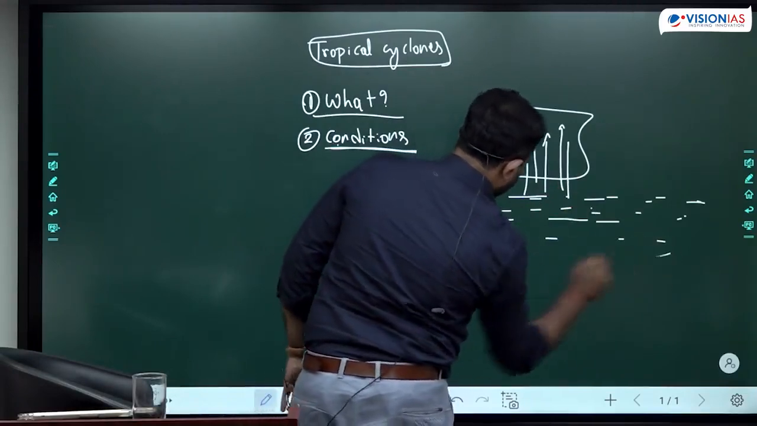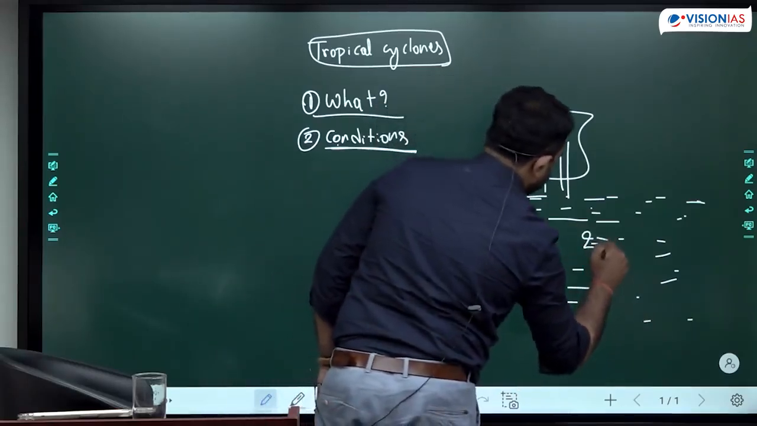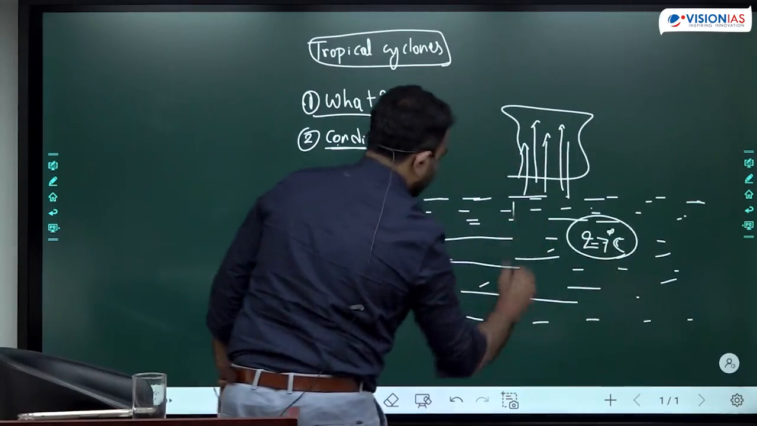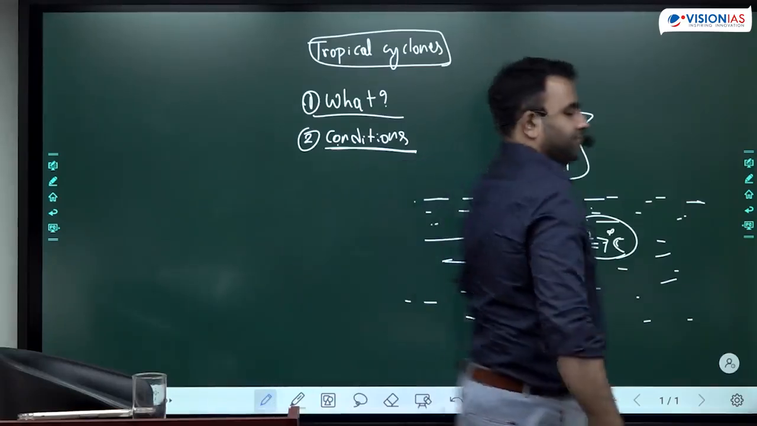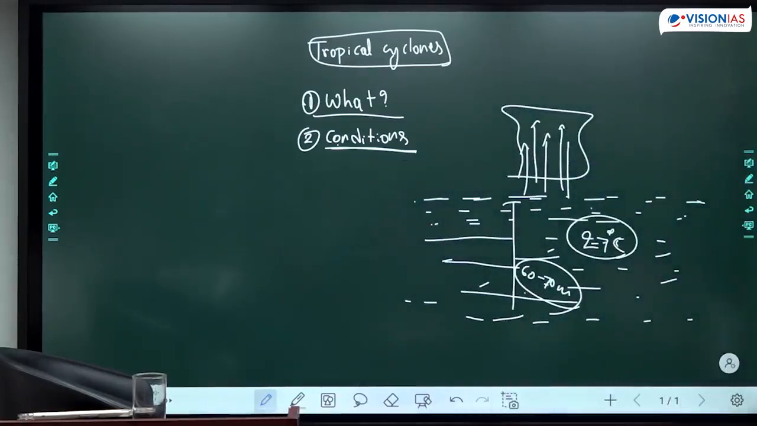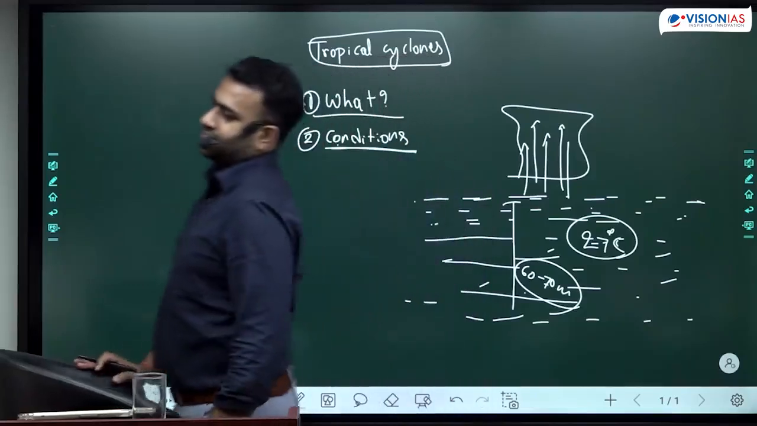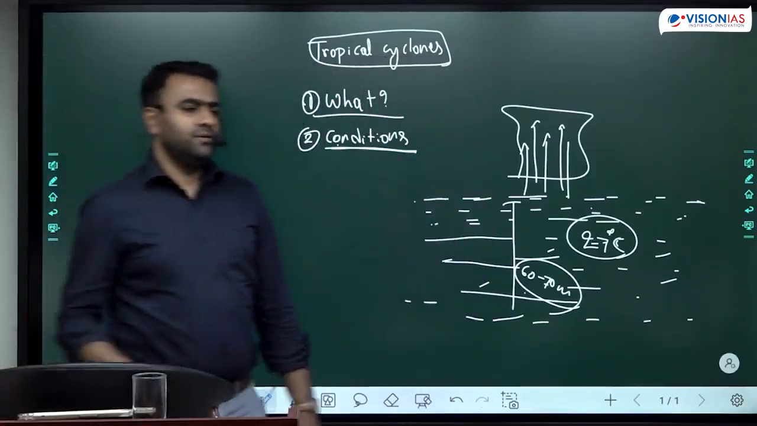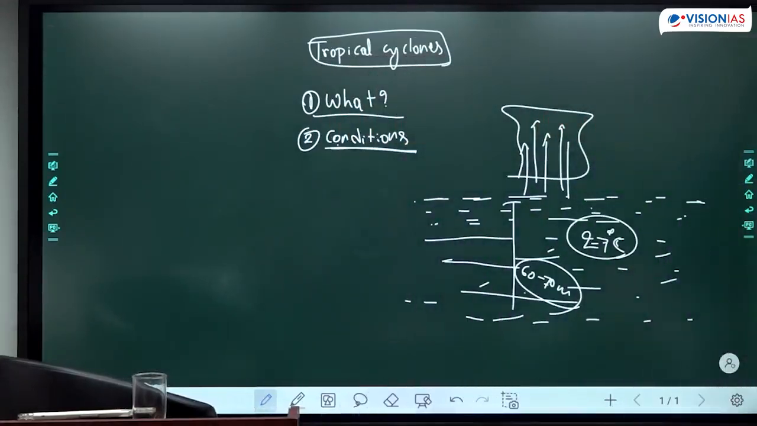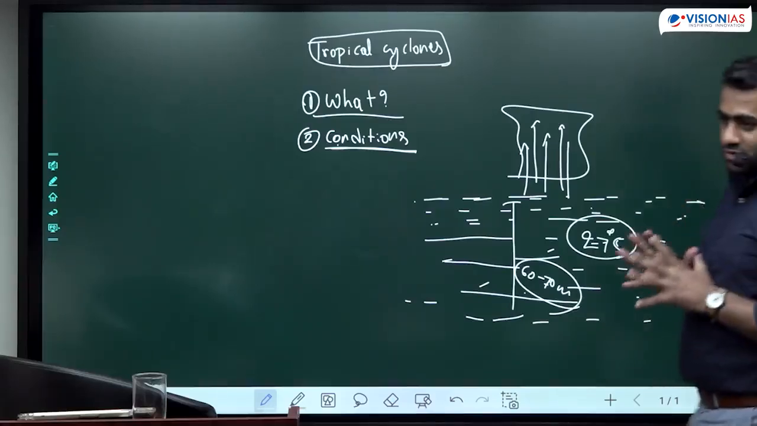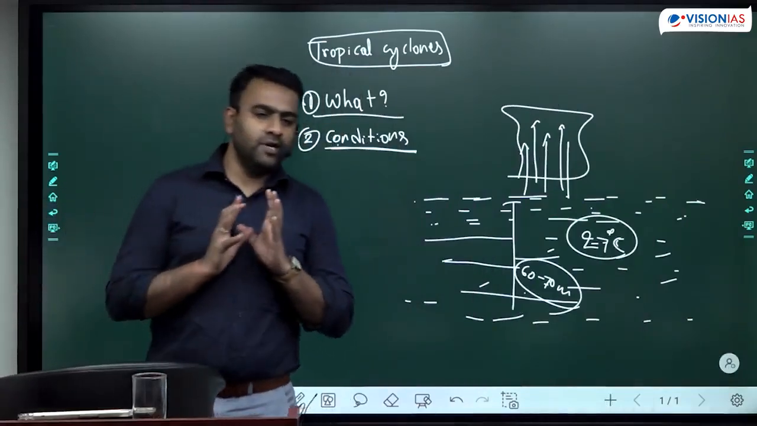For that, the warm water should extend to a sufficient depth. The 27 degree temperature of warm water should extend up to a minimum of 60 to 70 meters. The entire water from the surface up to 60 to 70 meters should get heated up to 27 degrees Celsius. Not just the surface. Imagine the amount of water which is there, which is capable of causing a strong convection. इतना heat up हो सकता है क्या? Tropical oceans can get heated up only during the summer.